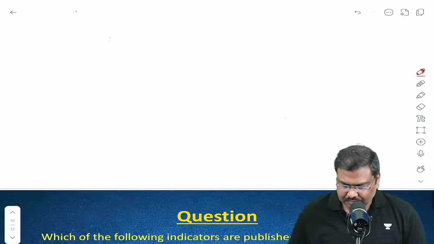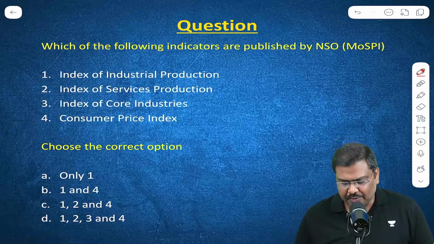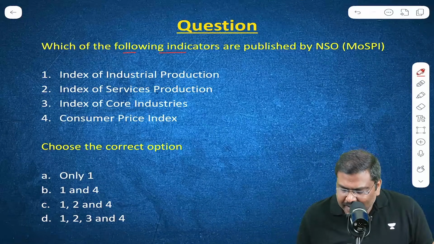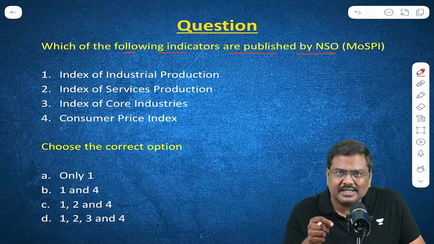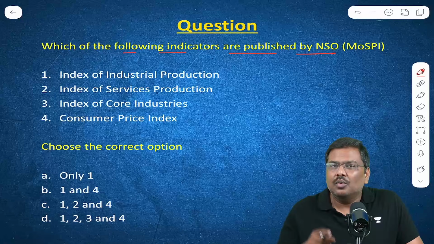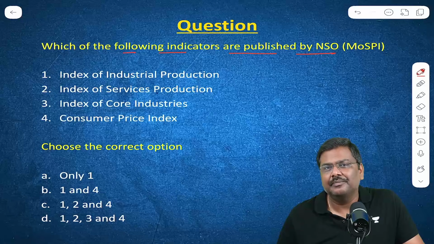And finally, I want you to give the answer to this MCQ. Which of the following indicators are published by NSO, the National Statistics Office? What is the right option for this question? Do let me know in the comment section.